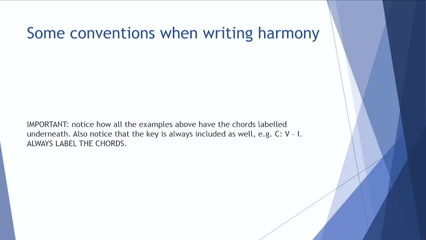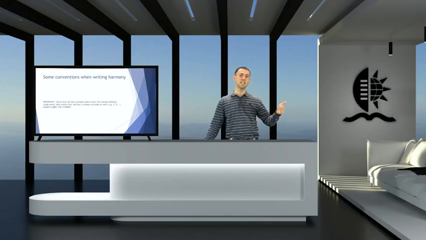You'll notice that I have labeled all of the examples underneath. All right. Always keep those labels underneath unless you are using jazz notation, in which case they would be above. Also remember to put the key in. You'll have seen that the key C major was at the beginning of all of those examples. Always remember to include the key.